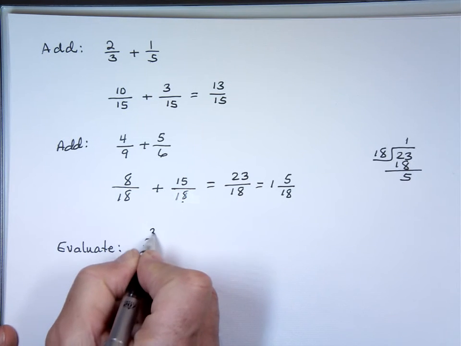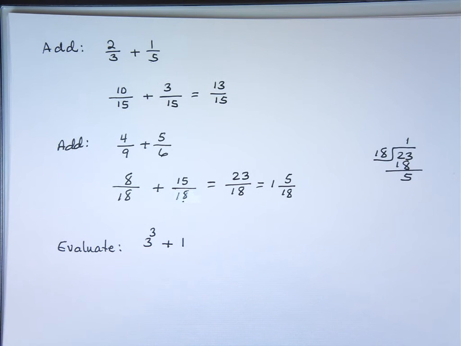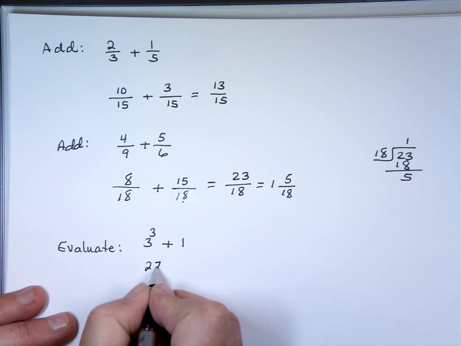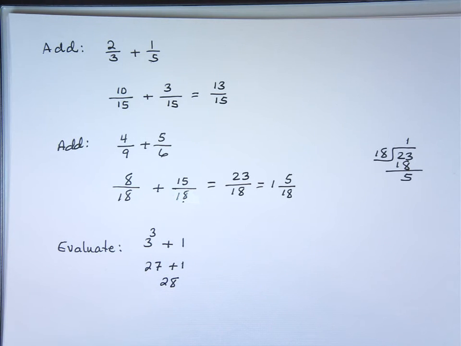3 cubed. Evaluate 3 cubed plus 1. Again, you got to do the exponents first. What's 3 cubed? 3 times 3 times 3. That's right, Angelica. So what's that? 3 times 3? 9 times 3? 27. 27 plus 1, Jamie, is 28. 3 cubed, 3 times 3 times 3. Yep.